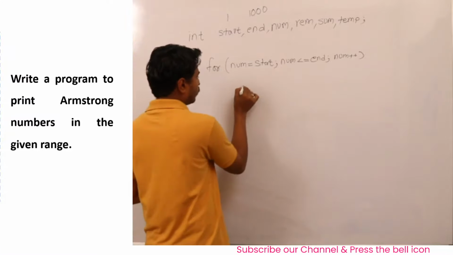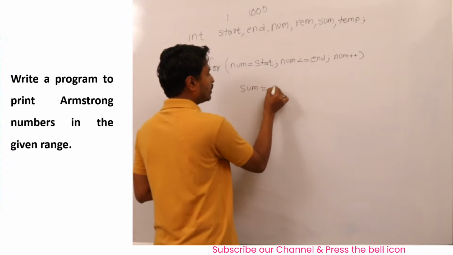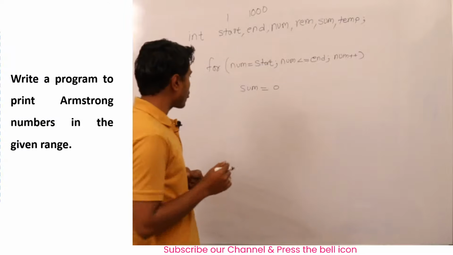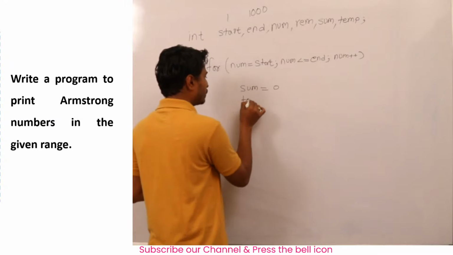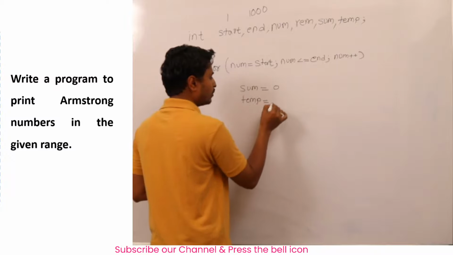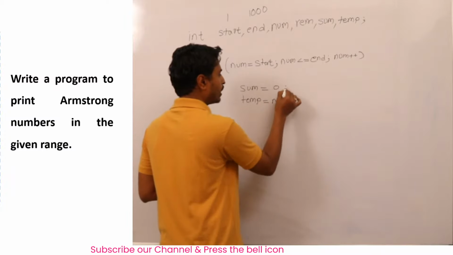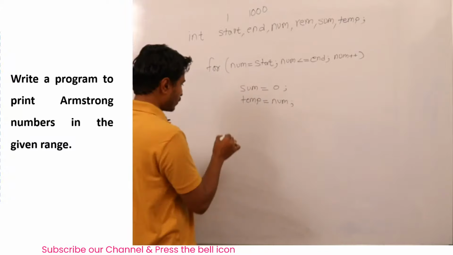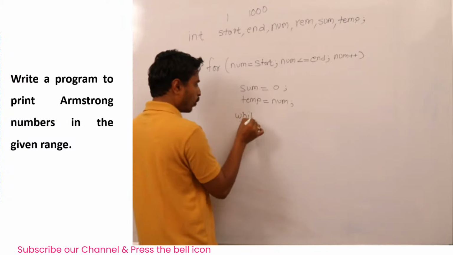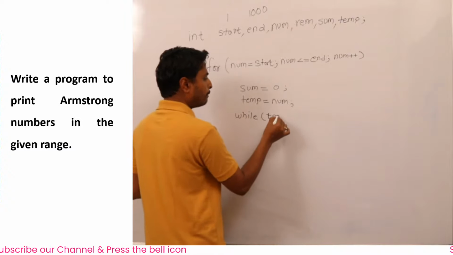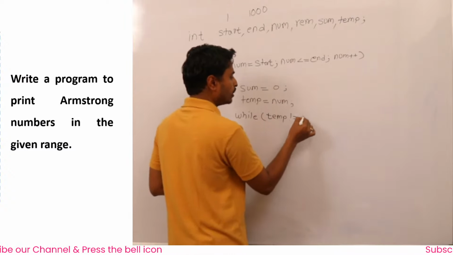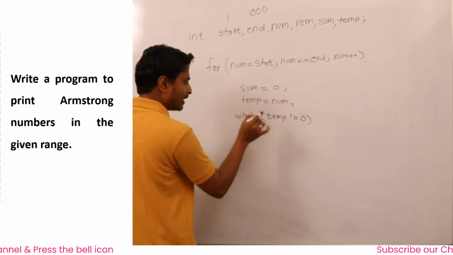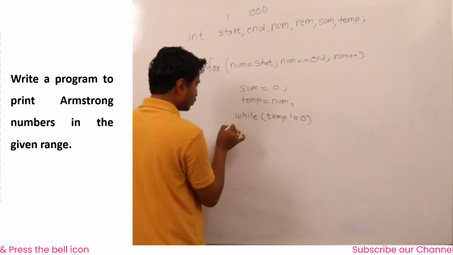After that, we'll take one variable sum and initialize it to 0. We'll use one temporary variable, and in that temporary variable we are going to put this number. I'll tell you why we are using this temporary variable. Now we'll use one while loop: while temp is not equal to 0. Up to what time will this while loop work? Until this temp is equal to 0.